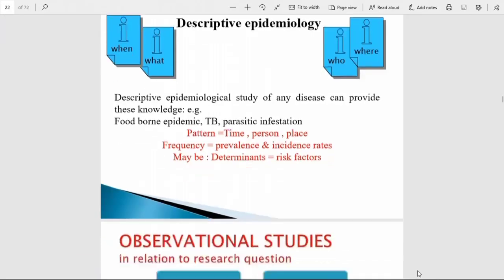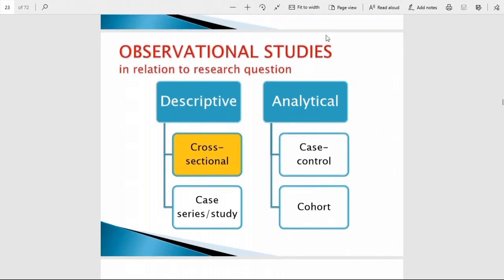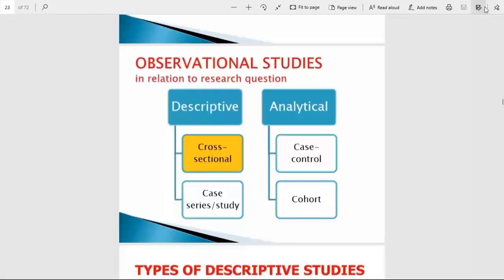So we're looking at observational studies. We are looking at observational studies in relation to the research question. So you look at descriptive, you look at analytical. There are two observational studies. Descriptive is cross-sectional, and in descriptive you look at the case study. Then you also look at the analytical. Under the analytical, you look at the case control.